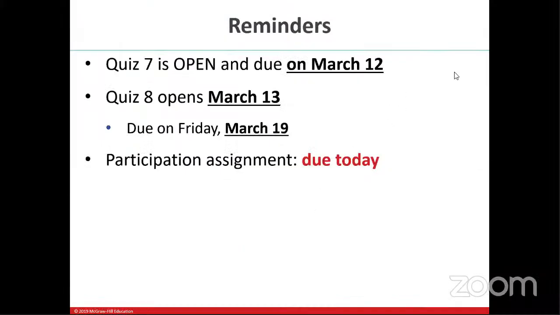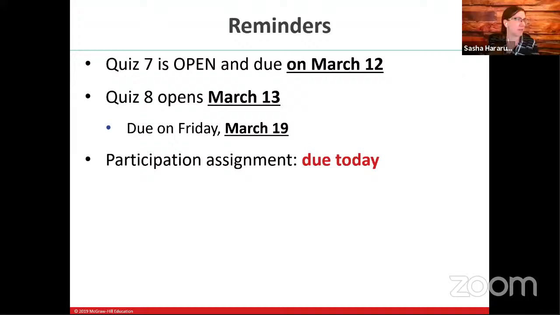So traditionally, I'll start with a few reminders. We have quiz 7. It is open and is due this Friday. The next quiz opens on Saturday early morning, and it's going to be due on Friday, the Friday after this one. And there is a participation assignment that is due today. So don't forget to go to modules, click on the participation assignment and take it. It's a short quiz this time.